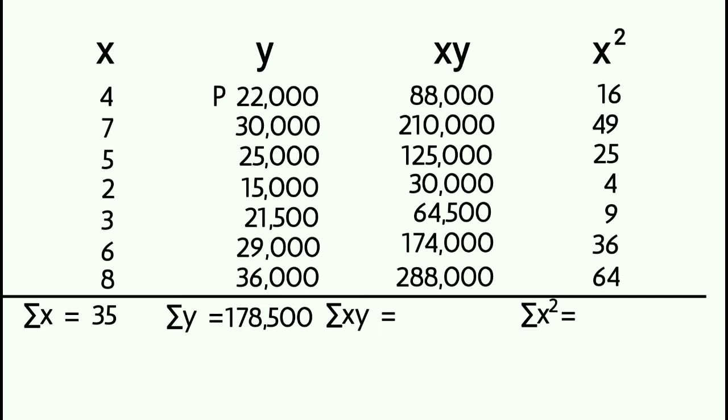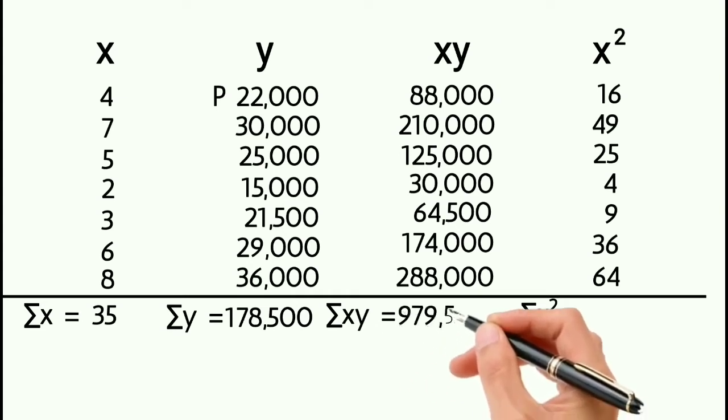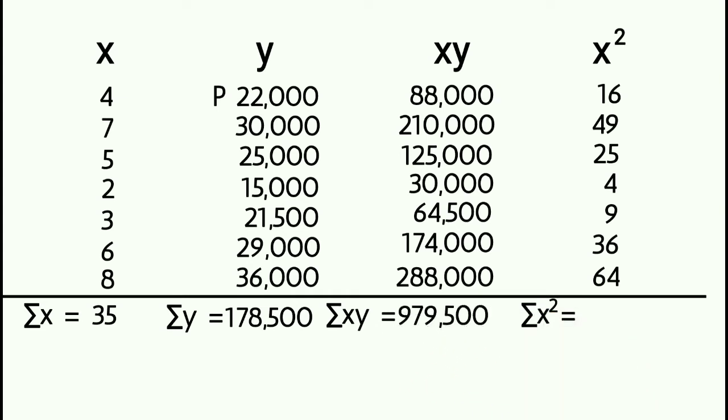88,000 plus 210,000 plus 125,000 plus 30,000 plus 64,500 plus 174,000 plus 288,000. That is equal to 979,500. Next, summation of x raised to the power of 2. 16 plus 49 plus 25 plus 4 plus 9 plus 36 plus 64, that is equal to 203.